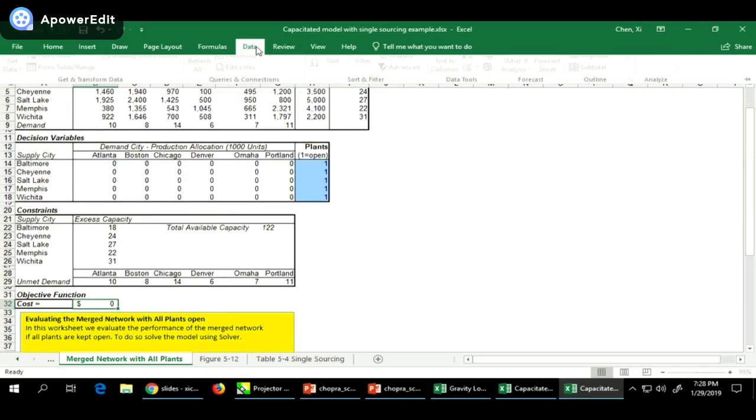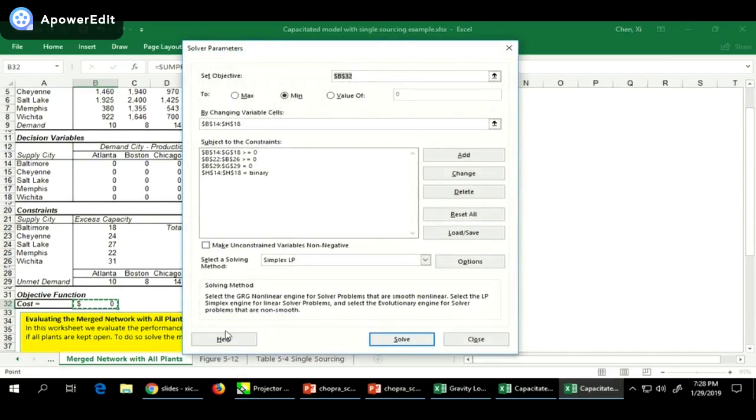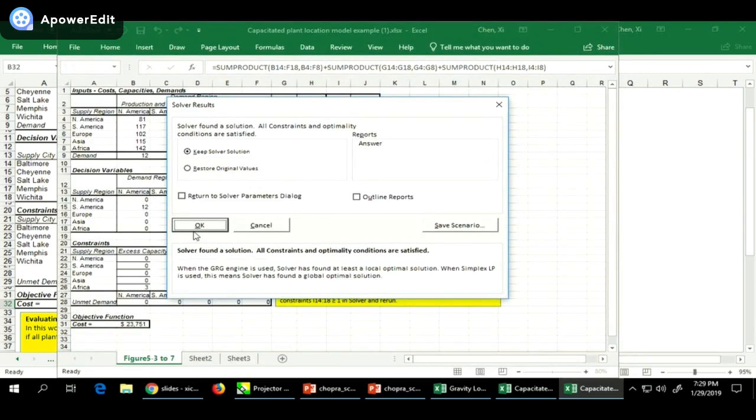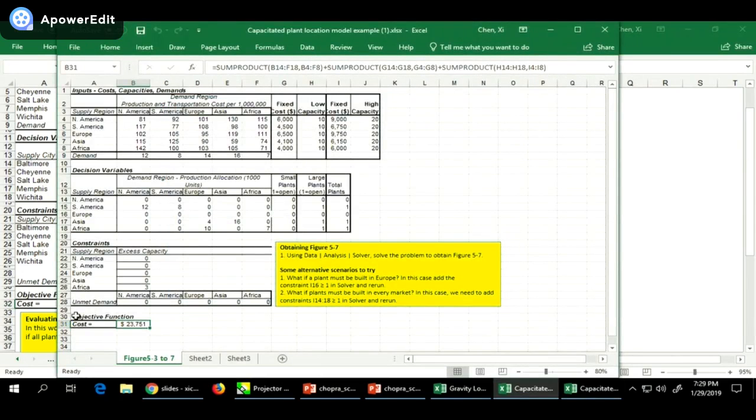Then with Excel Solver, set the objective of minimizing total costs by changing our decision variables, subject to these capacity and demand constraints and non-negative constraints, binary constraints, and then solve, and it will give us a solver solution.